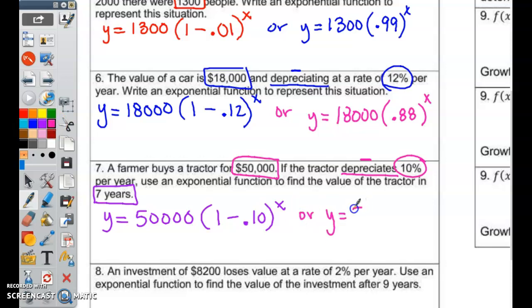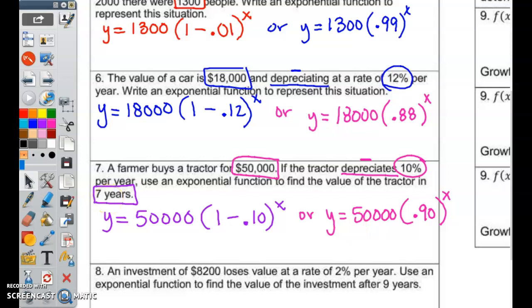Y equals 50,000, parentheses to the power of x. What's 1 minus 10 cents? If you have $1 and you take 10 cents away, you have 0.90. Now, you don't have to write both equations. You just have to write one. Okay? I'm writing both so you can see that it's the same thing. We're going to put this one in decimals and go look what happened in 7 years.